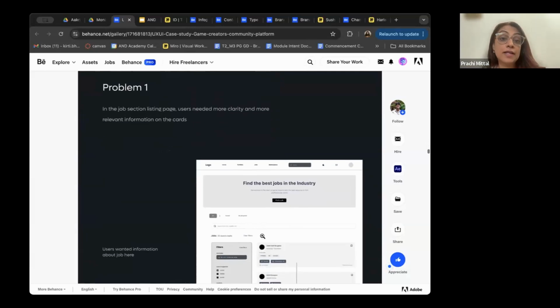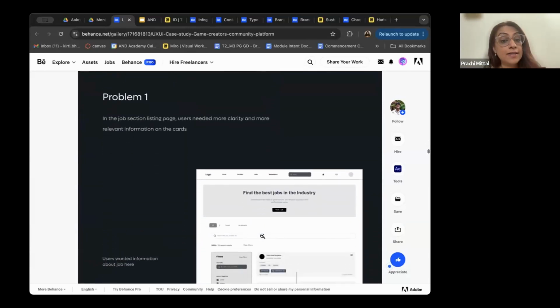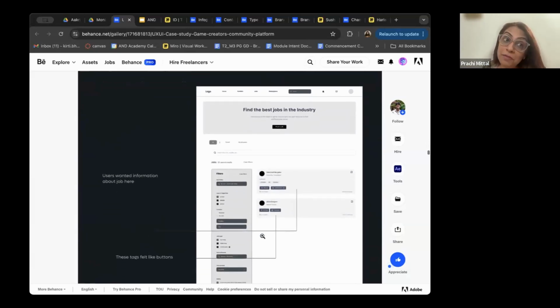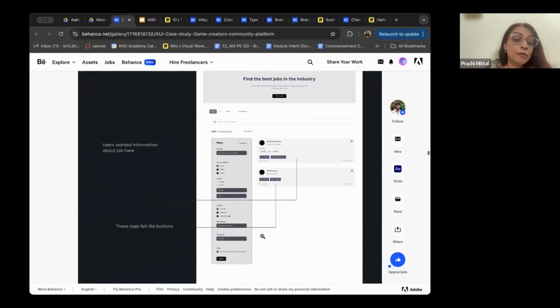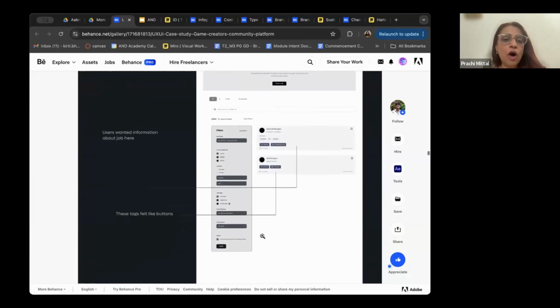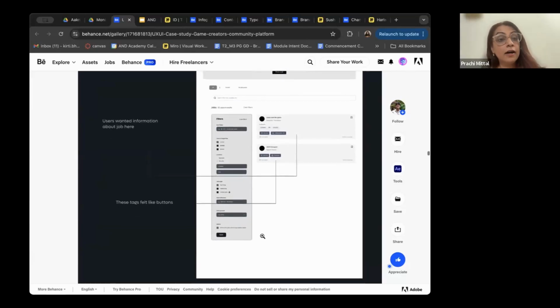And then you do a user testing. So you take your wireframes, you take it to your users, and you test it, and you start discovering problems. After all the thinking, you still discover that there are problems. So, simple things like, oh, I thought this was a button, but it was actually a tag. Now that's an interface problem, right?